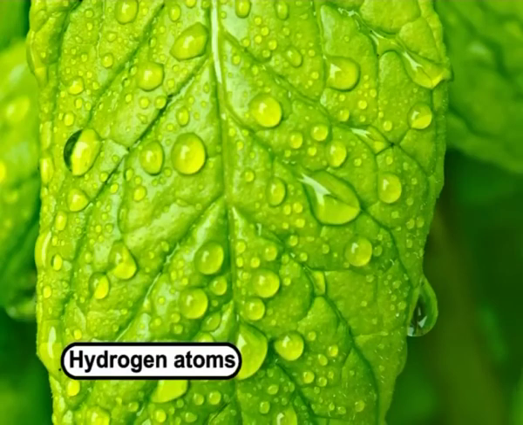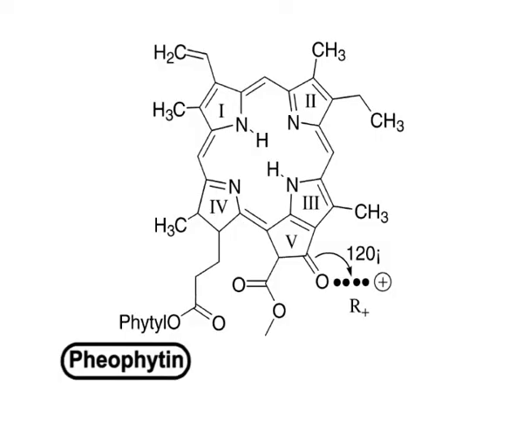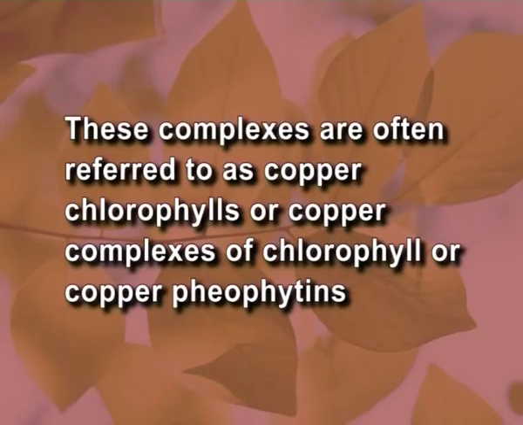The coordinated magnesium is easily lost during extraction and processing, especially under the action of acid, and is displaced by hydrogen atoms, yielding a yellow-brown pigment, pheophytin. Copper forms a complex with pheophytin. These complexes are often referred to as copper chlorophylls or copper complexes of chlorophyll or copper pheophytins. Copper chlorophyll behaves very much like chlorophyll, except that it is a brighter green and much more stable, since copper is not easily displaced.